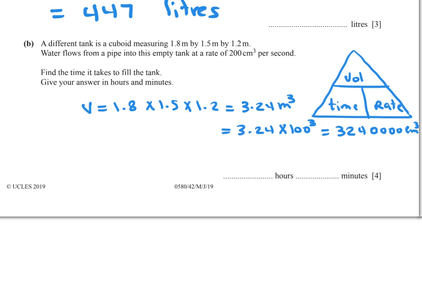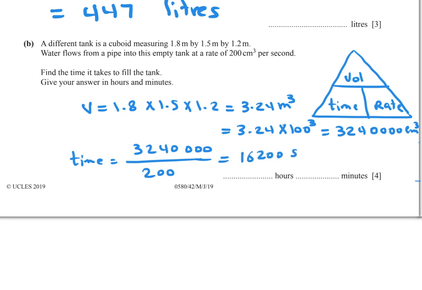Now to find the time, divide the volume, which is 3,240,000 cm³, by the rate, which is 200 cm³ per second. Now you have the time, 16,200 seconds. So to convert to hours and minutes, divide by 3,600 to convert from seconds to hours. And you can use this pattern from your calculator to convert to hours and minutes. The answer is 4 hours and 30 minutes.